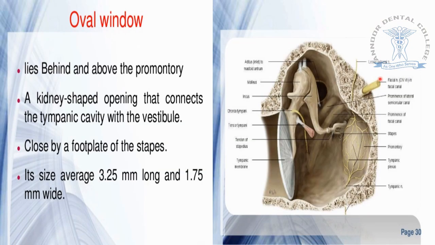The oval window, or fenestra vestibuli, is an oval opening that lies posterosuperior to the promontory.